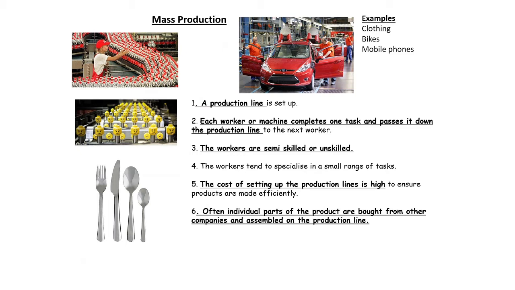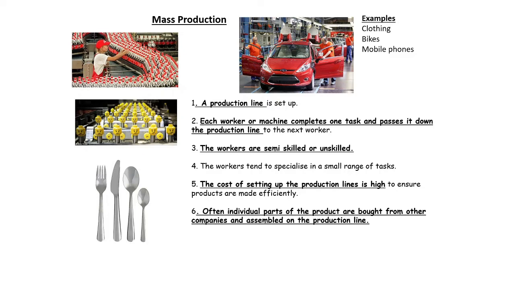So next you've got mass production. This is where you've got a fully automated production line. Each worker completes one task and passes it on to the next person. Typically here you've got semi-skilled or unskilled workers. The cost of setting this up is quite high because you're going to have a lot of specialist, custom-made equipment for it. And then you'll have parts brought in again, like bought-in components. Here you're going to make things like mass-produced clothing, bikes, mobile phones, things that you see a lot of.